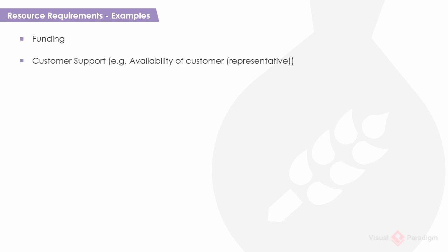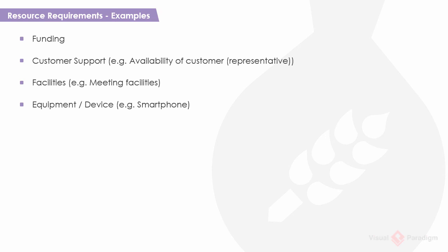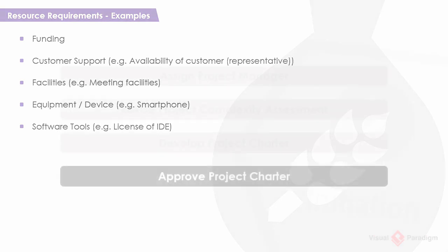Customer support. Describe how customers will be involved in the project. Facilities. Describe the facilities required for the project, such as conference room, data center. Equipment. Describe the hardware needed for the project, such as printer and scanner. Software tools. Describe the software requirements for the project, such as Microsoft Word, Adobe PDF Reader. Note that the full scope of resources required to execute a project is usually unclear at this stage, but becomes clear during the planning phase, which is the next phase. Additional resources may be requested during project planning.